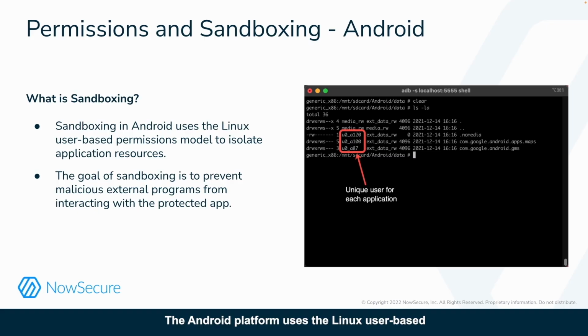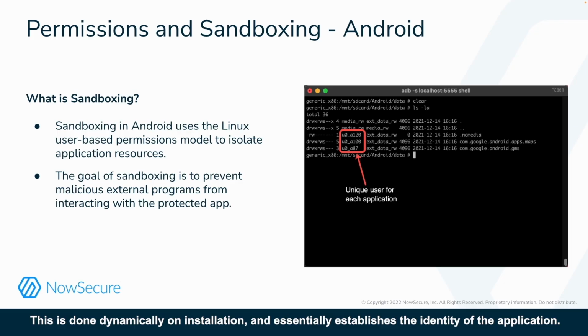The Android platform uses the Linux user-based permissions model to isolate application resources. This process is called application sandboxing. The goal of sandboxing is to separate app data and code execution from other apps on the device. This separation adds the first layer of defense. Each application is assigned a user ID or UID, which is inherited from the underlying Linux operating system. This is done dynamically on installation and essentially establishes the identity of the application.